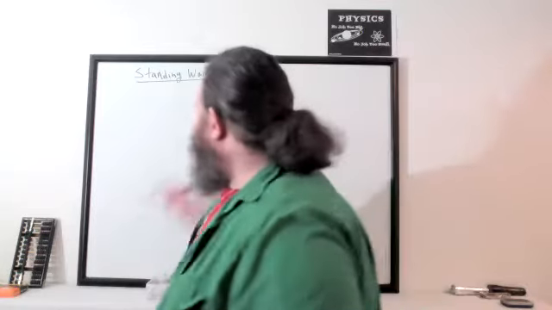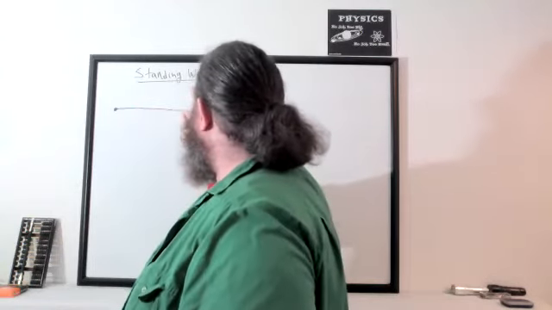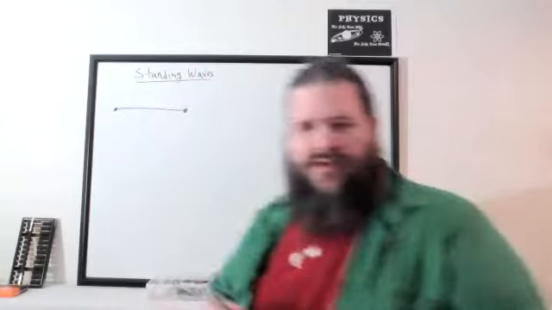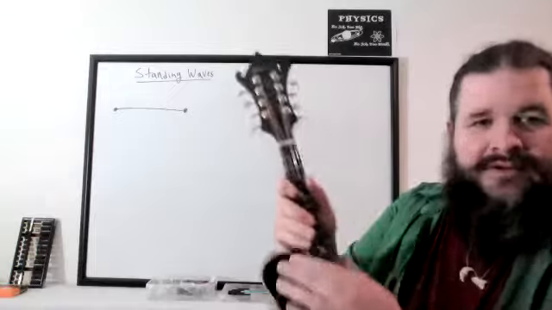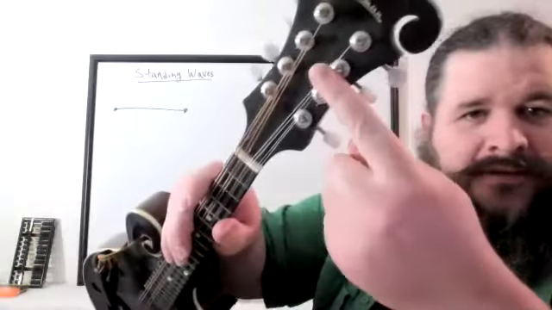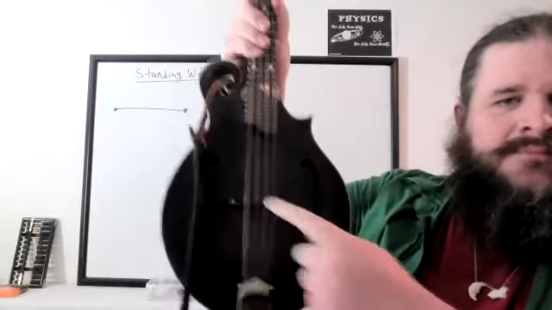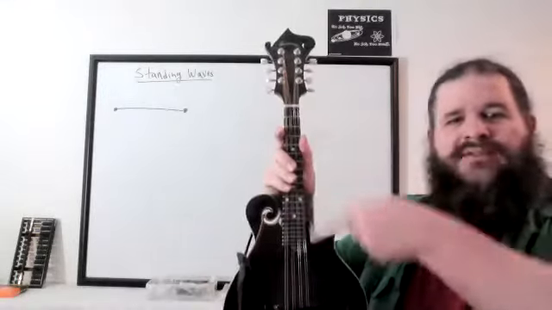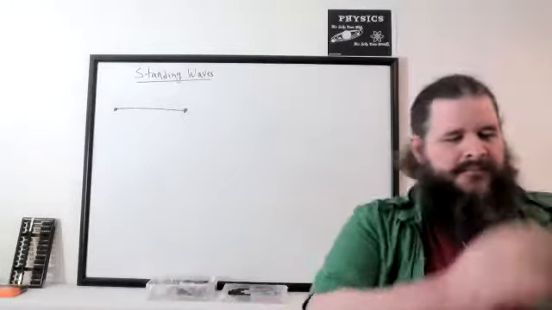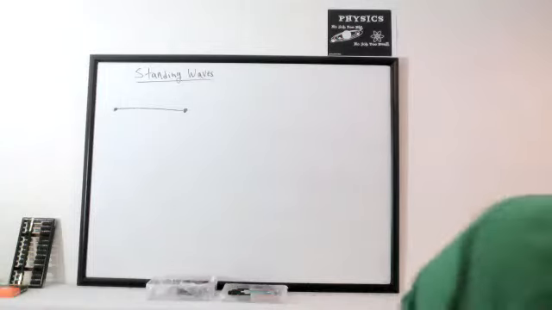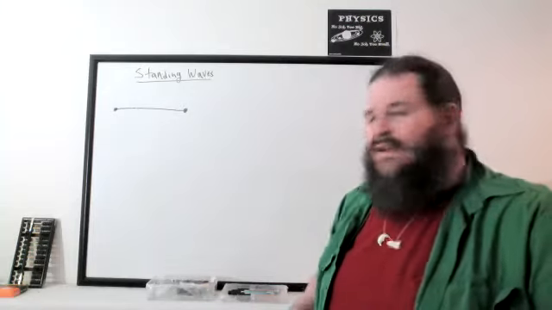And one common example of that is a string. Let's say we've got a string that's fixed in place on both ends, like for instance, on any stringed instrument. This mandolin, for instance, we've got these strings that are fixed in place at the tuning peg here, and also fixed in place at the bridge here. So that's a string where waves can bounce back and forth because every time it hits one of the ends, it bounces off the end. And that means it's confined to this small region of space, this finite bounded region of space.